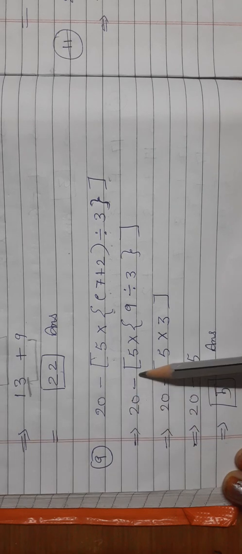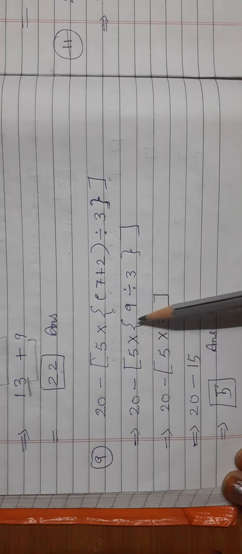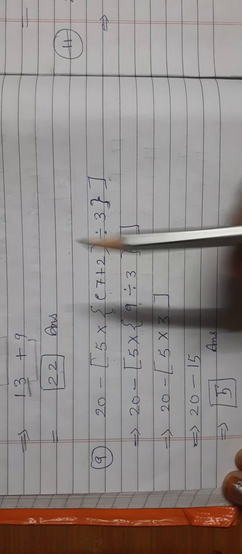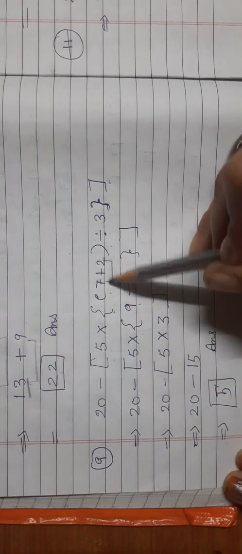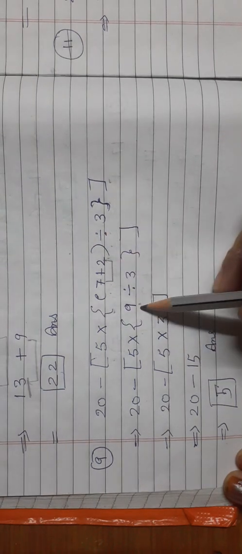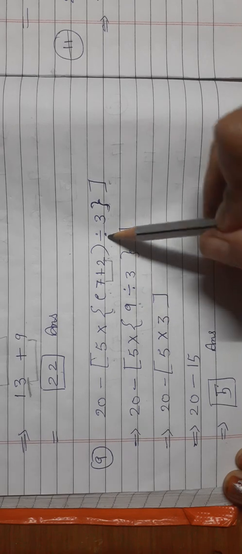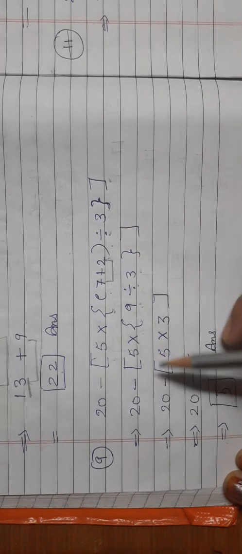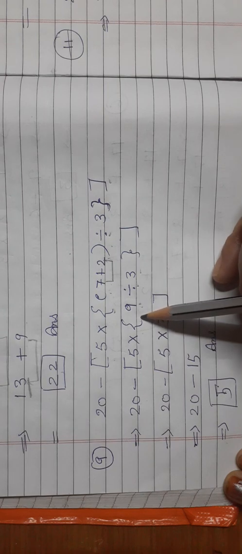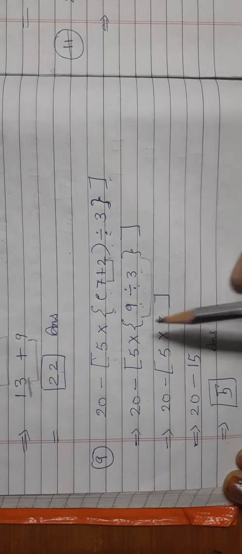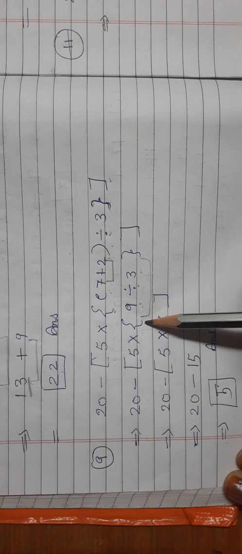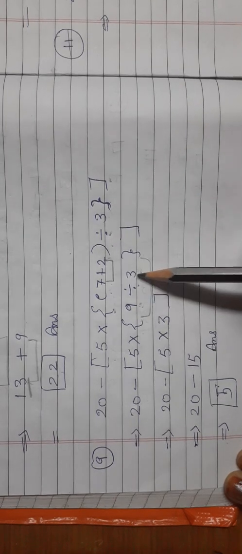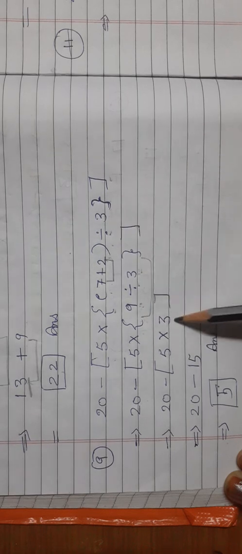Now 20 minus 5 into curly bracket. Now solve the small bracket, that is 7 plus 2 is equal to 9. Now divided by 3. Now in the next step we have to solve the curly bracket, that is 9 divided by 3. If 9 is divided by 3, we will get 3.